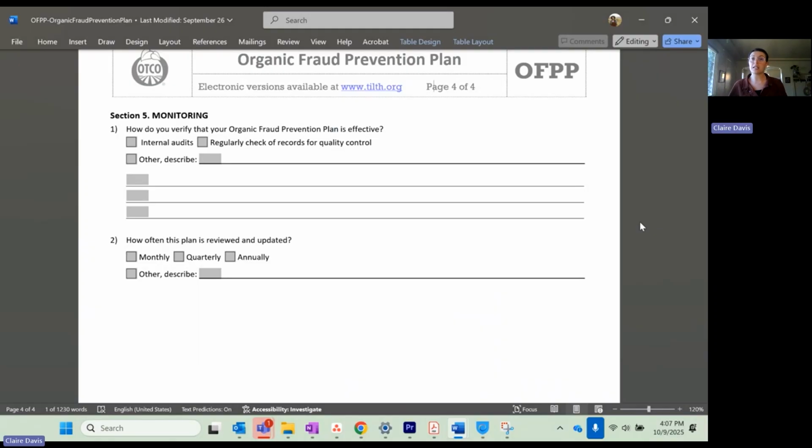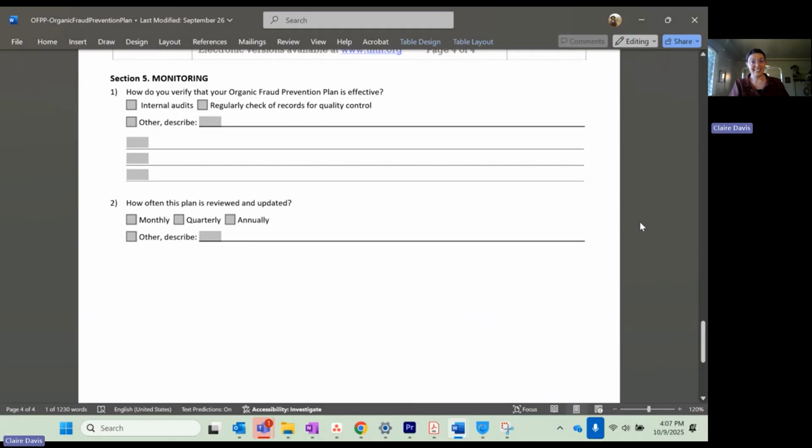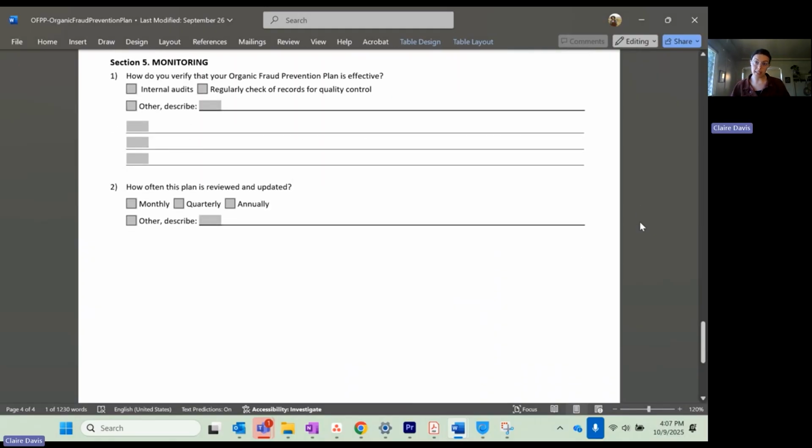Some places have a dedicated employee or multiple for whom it's part of their role to oversee that the OFPP is in place and successful. Lastly, tell us how often you are or plan to evaluate and update your OFPP. And with that, folks, that will do it for the Organic Fraud Prevention Plan module.